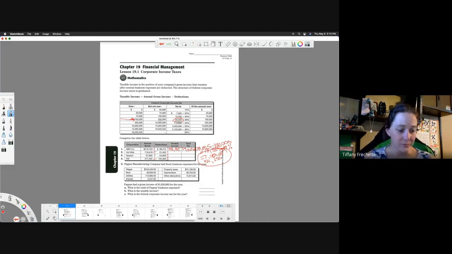All right. So I hope that helped. I know I went through the same problem twice. I was just walking through it again because I know it's a little complicated using this tax table.